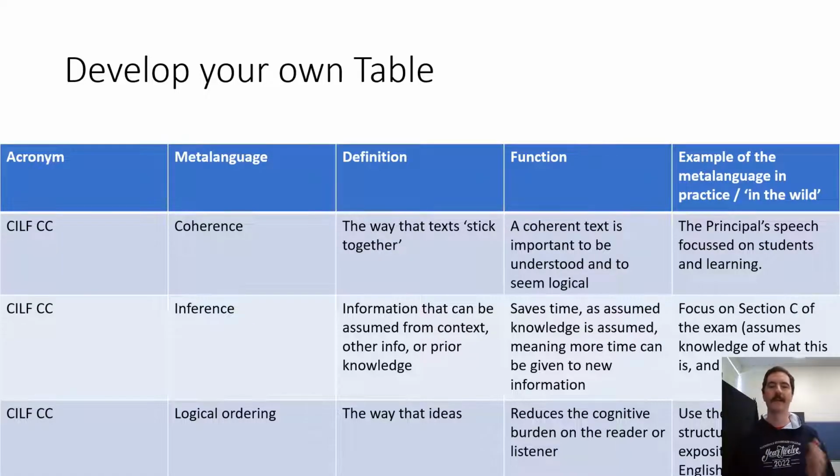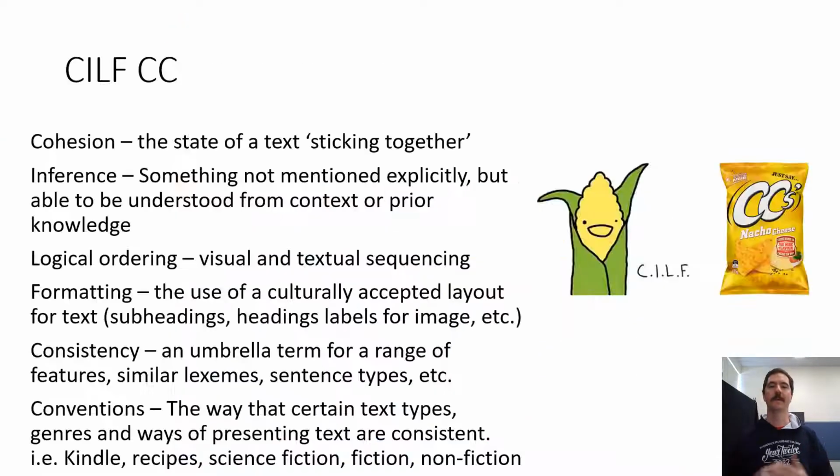You're going to make your own table: acronyms, meta-language, definition, function, and an example. The better your example, the easier things will be going forward, B and C, as you'll have examples in front of you that you can actually use. So these are all elements of cohesion. Okay, SELF-C is the thing that we use for cohesion, and cohesion itself just means sticking together.